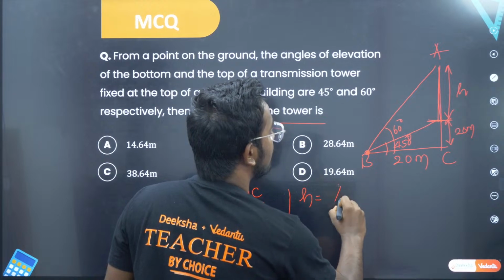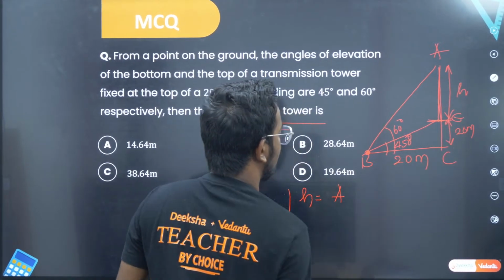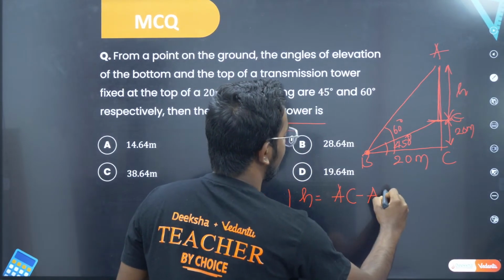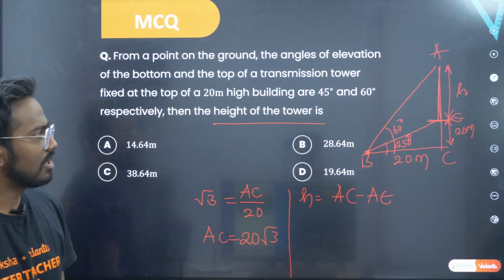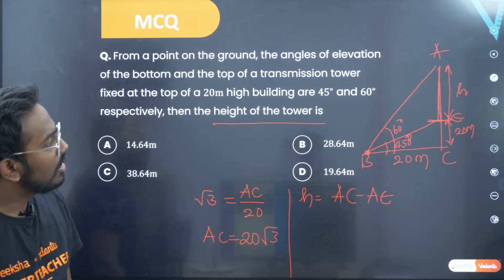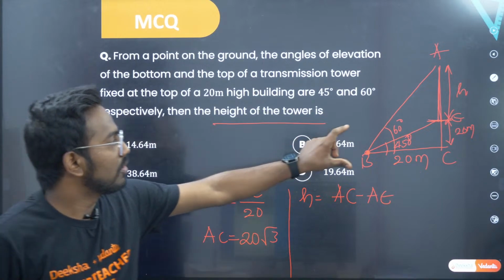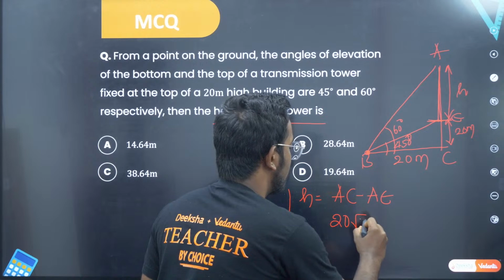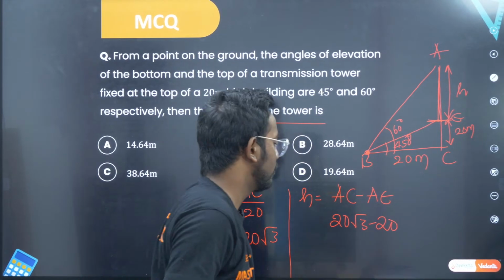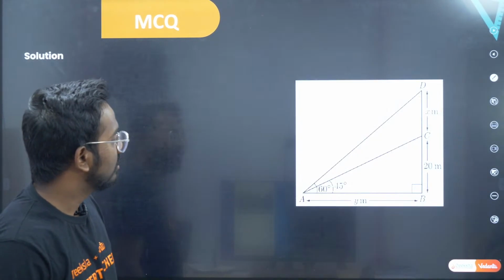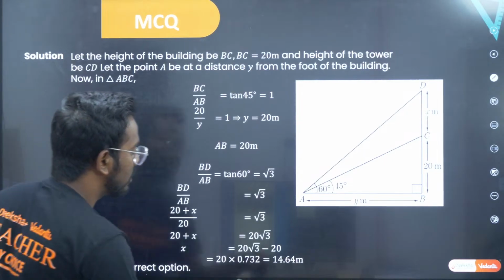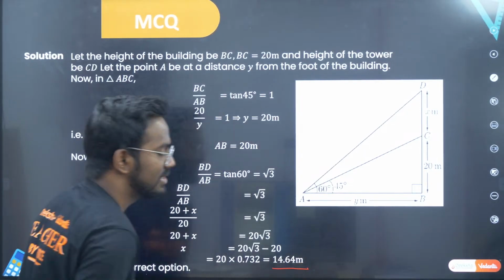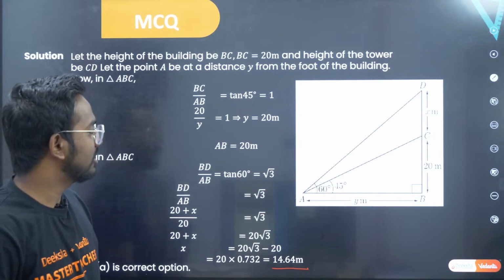H is nothing but, I'll take this as some E, AC minus AE. So what will you get? Totally it is 20 root 3. Out of that I'll have to eliminate 20. So 20 root 3 minus 20. If you solve this, you will end up with the final answer to be 14.64 meter. Hope this is clear.